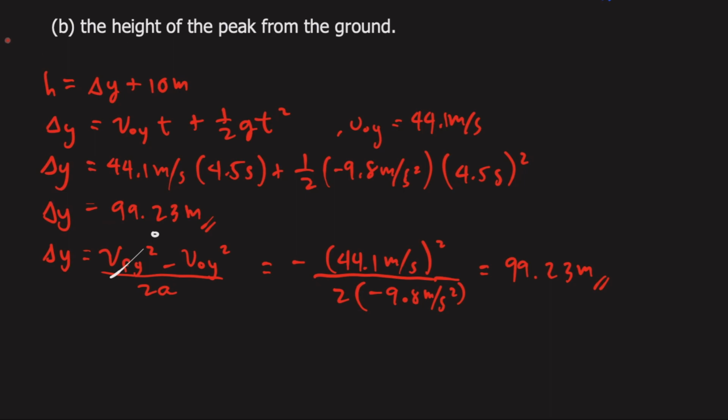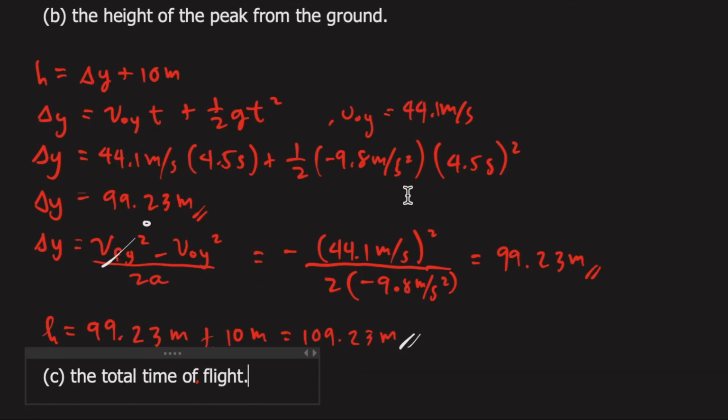We still have to look for h. So h is equal to delta y, which is 99.23 meters, plus 10 meters, and this is equal to 109.23 meters. So this is now the height of the peak with respect to the ground.